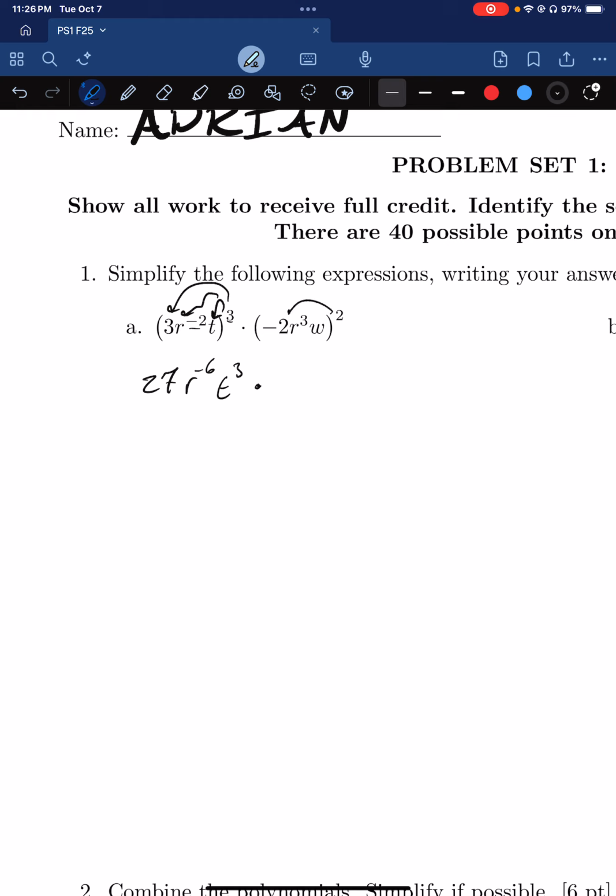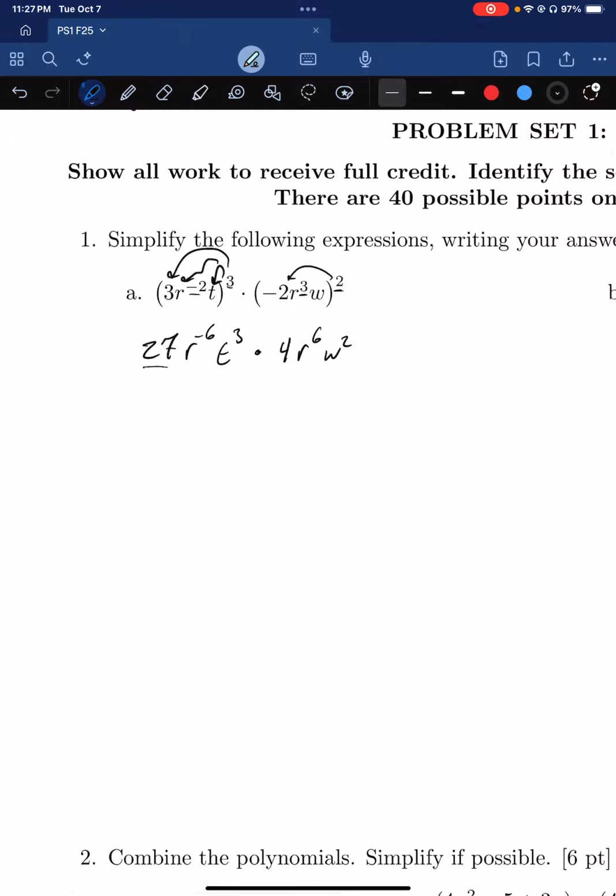Times here we're going to have the same thing, the negative 2 squared, which is a positive 4. We have an r cubed squared, so we multiply those exponents to get r to the 6th, and then w squared. Now we could do some more simplifying here. We have 27 and 4. Those can just get multiplied. This r to the negative 6 and r to the 6, we're going to be able to multiply and add those exponents. However, this t and w don't have any like brethren in the rest of the equation, so they're just going to get stuck onto the back.